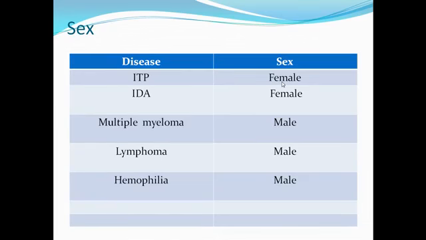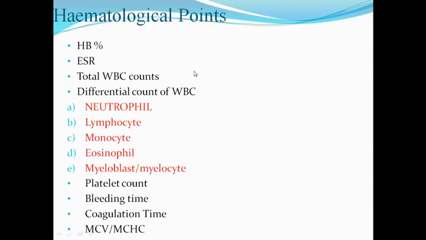Sex. What is the importance of sex determination? Look, in ITP and iron deficiency anemia, females are mainly affected. Males also may be affected. In multiple myeloma, on the other hand, males are affected. Lymphoma, hemophilia, males are affected. So sex determination can guide us to interpret data.